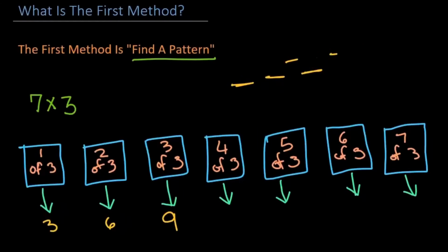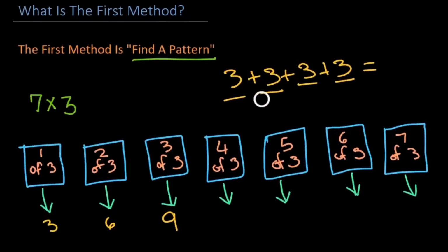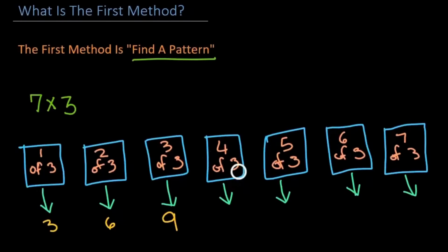Next, we have 4 groups of 3. 4 groups of 3 would be represented as 3 plus 3 plus 3 plus 3. We have 4 groups of 3. 1, 2, 3, 4. 3 plus 3 plus 3 plus 3 is equal to 12. I'm not going to do the math out for each of these boxes, like add 3, 4 times, because that's actually pretty simple, and I think you guys can do that yourself. So this is equal to 12.